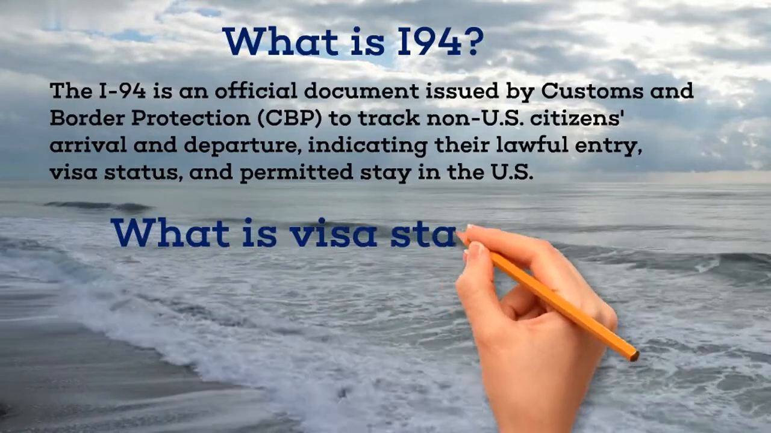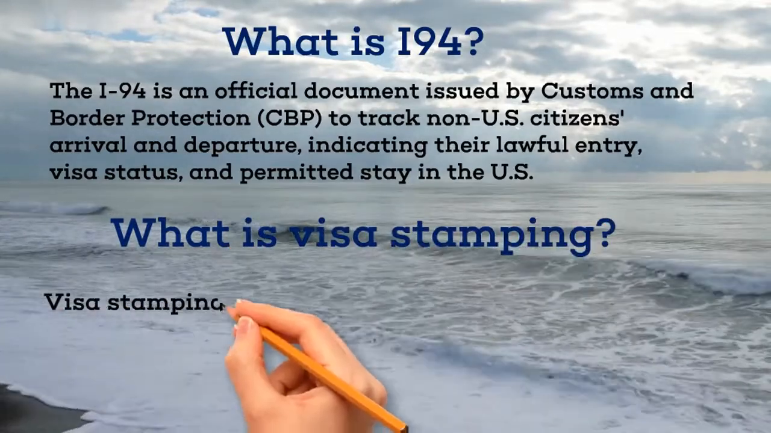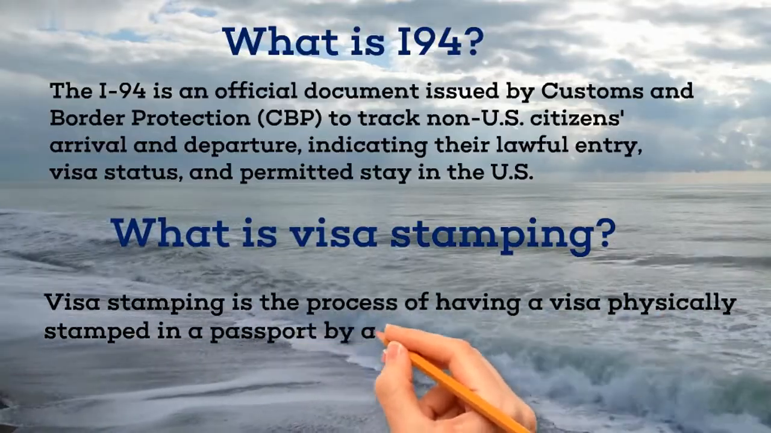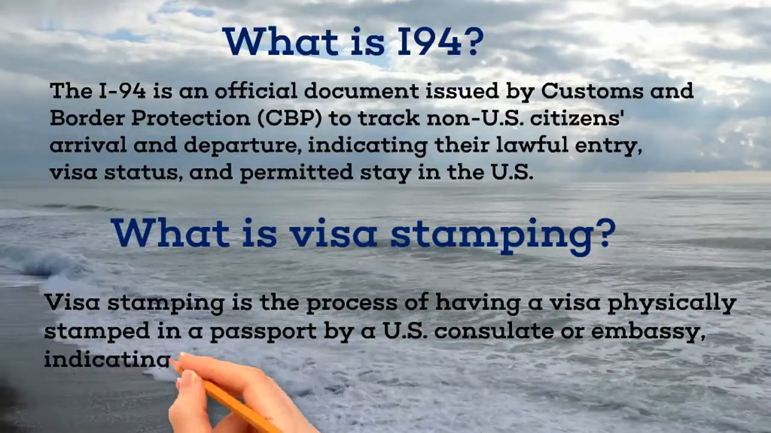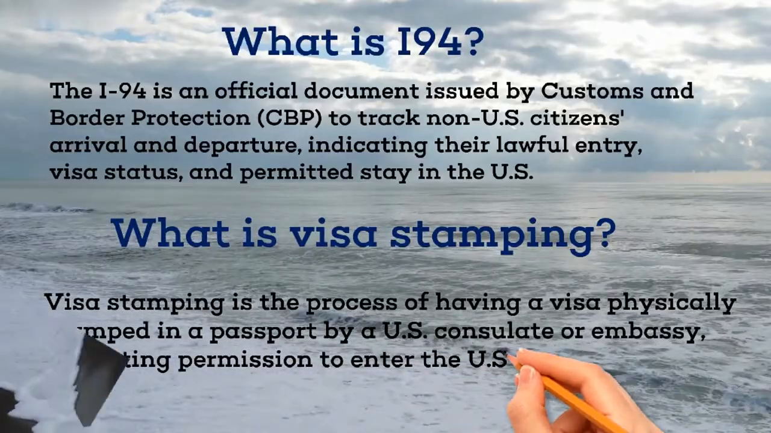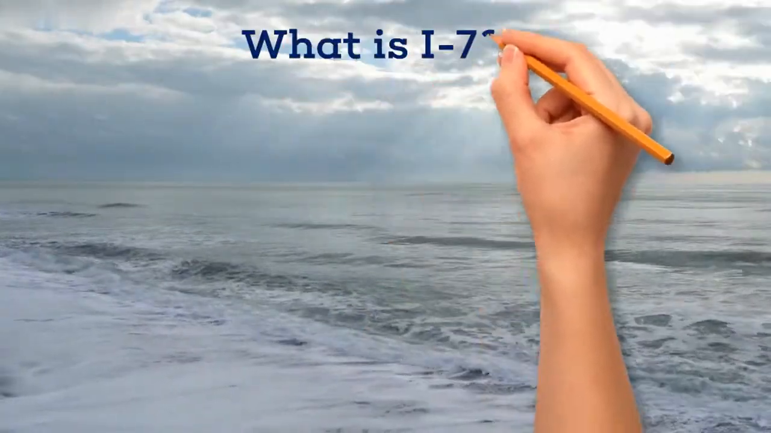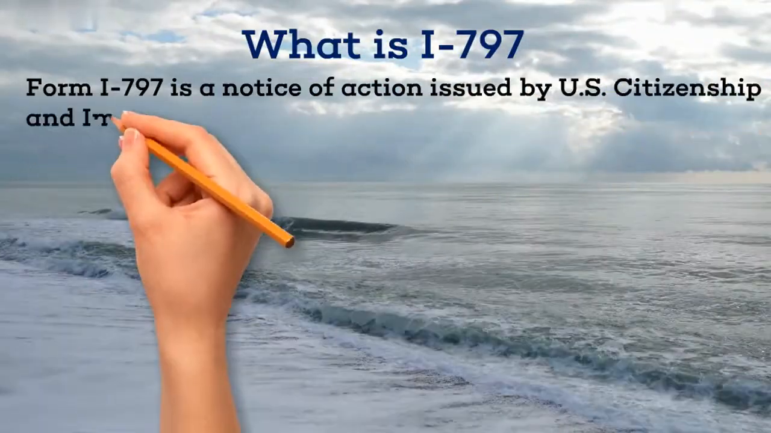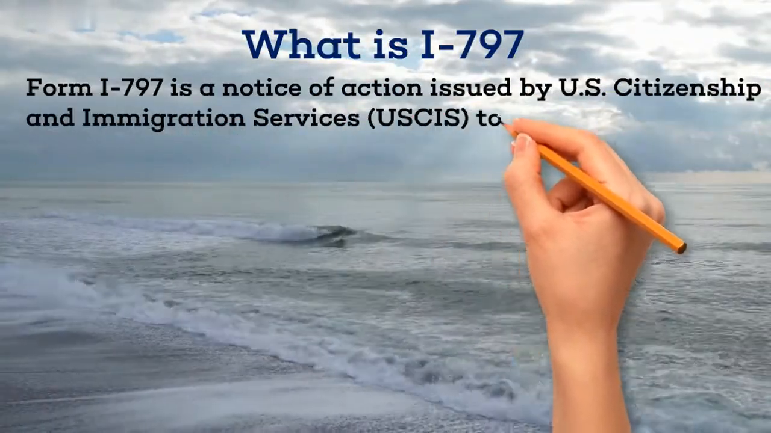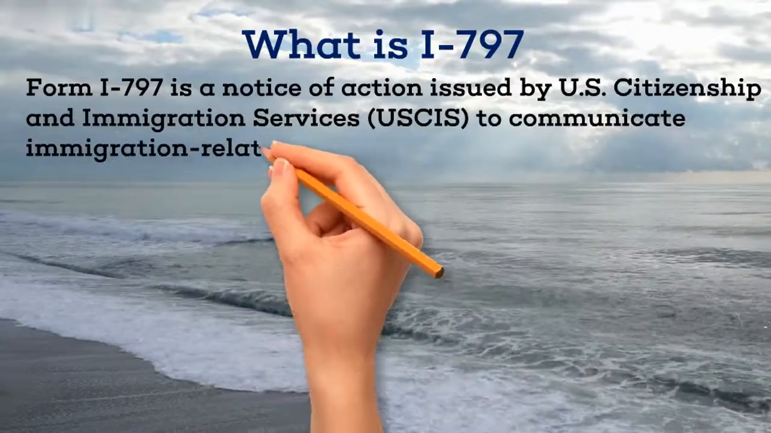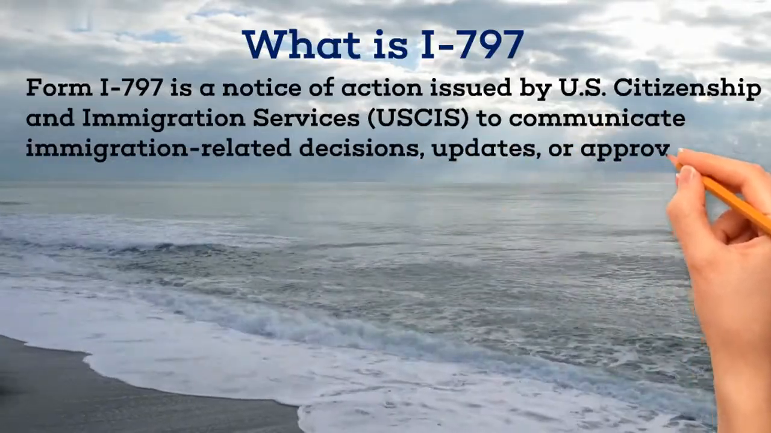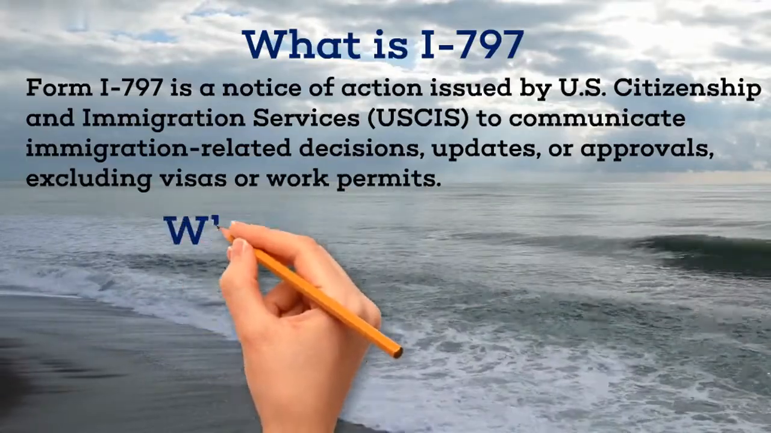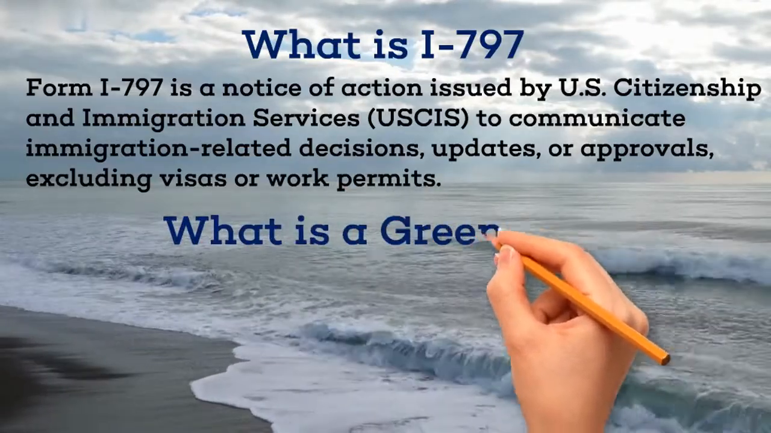What is visa stamping? Visa stamping is the physical stamping of a visa by a US consulate or embassy, indicating permission to enter the US. What is I-797? Form I-797 is a notice issued by USCIS to communicate immigration-related decisions, updates or approvals, excluding visa or work permit.